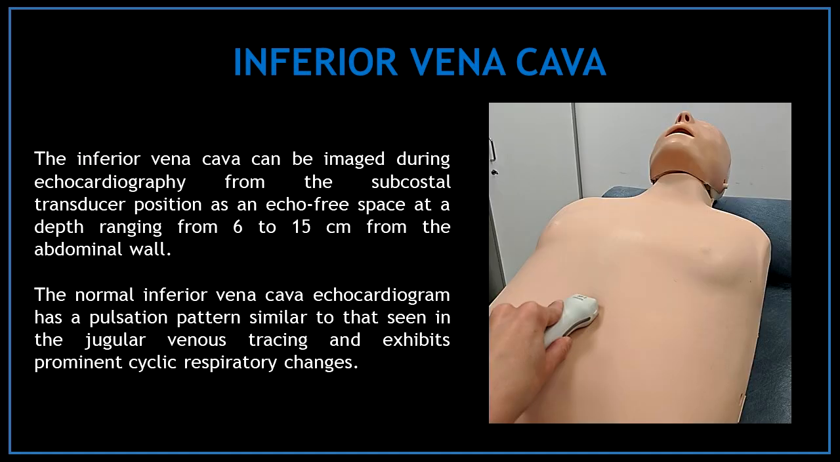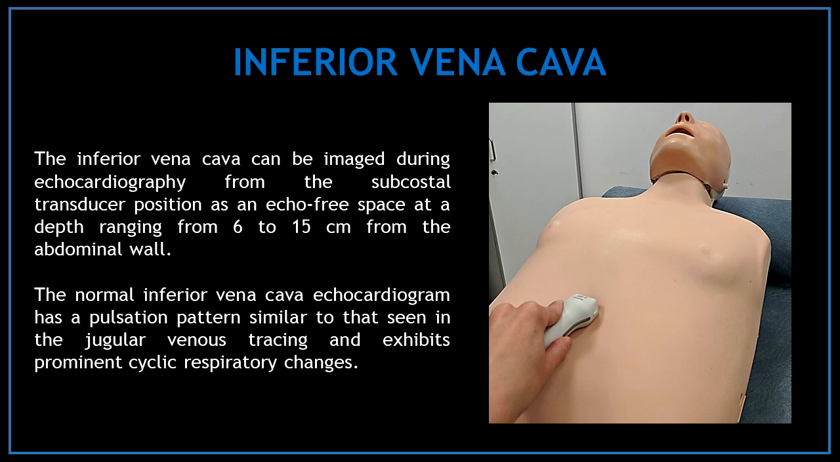Now, from where can we check the inferior vena cava? The inferior vena cava can be imaged during echocardiography from the subcostal transducer position, as an echo-free space at a depth ranging from 6 to 15 centimeters from the abdominal wall.